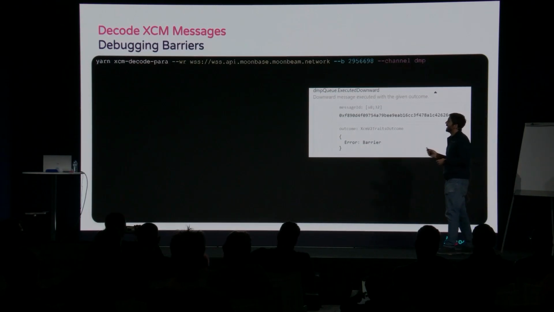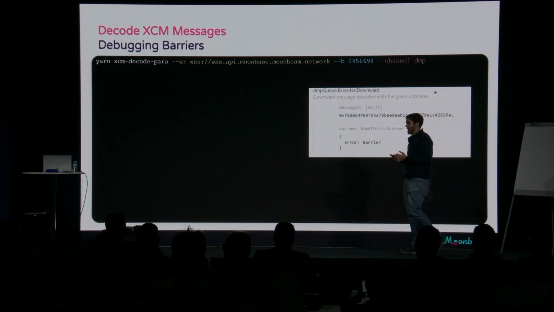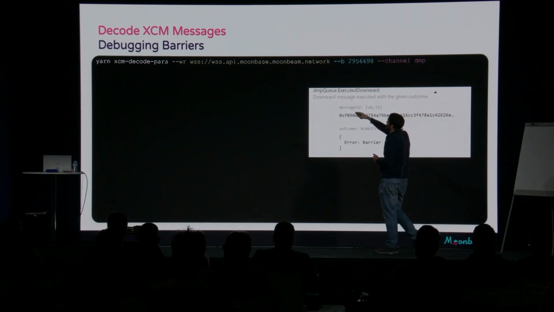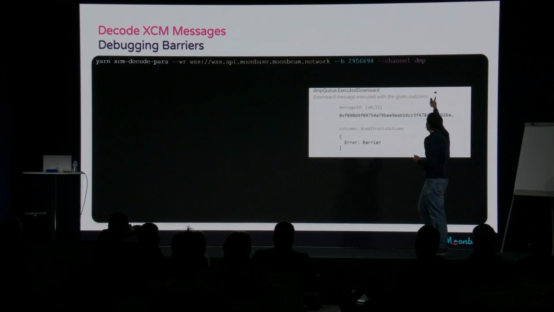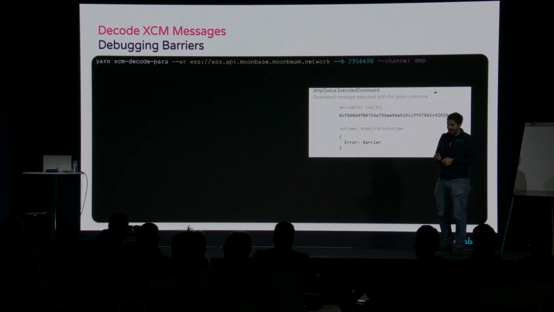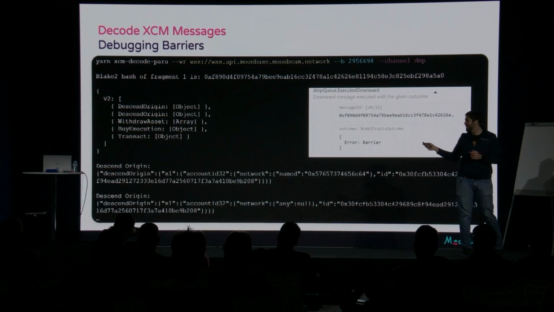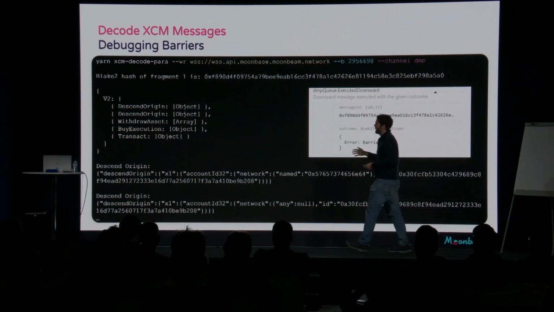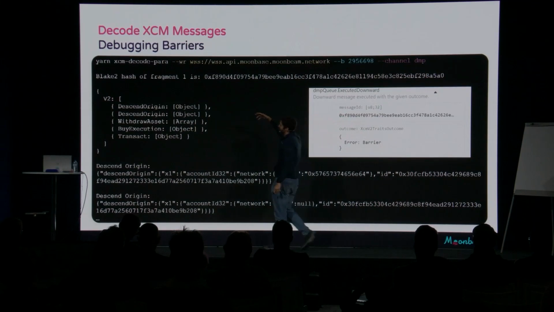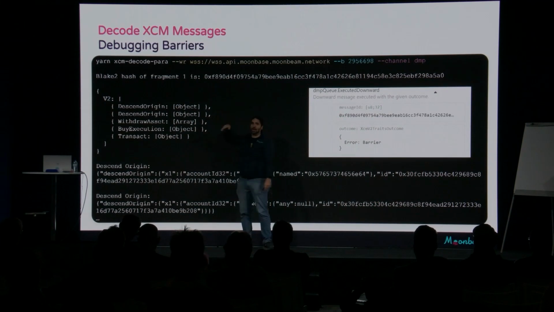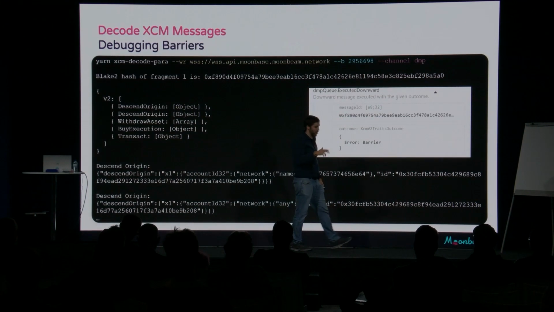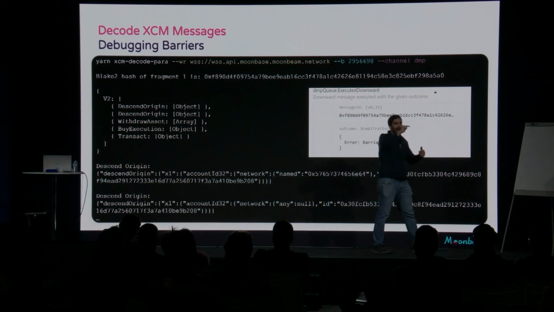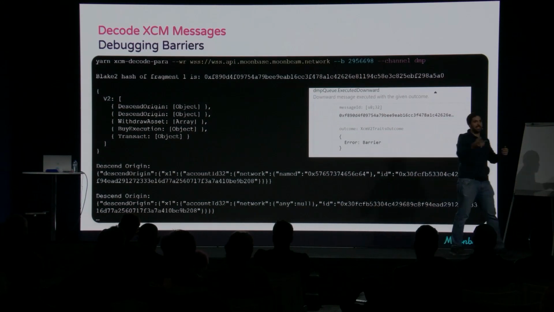And so once again, to understand why this was happening, I ran the script, decode para with the block and the channel DMP and the WebSocket. And the moment that I saw this, it took me like 1 second to understand what I was doing wrong, because as you can see here, we have 2 descend origin instructions, right? And when I was crafting the message on the relay chain, I was doing it manually, adding the instructions 1 by 1 on Polkadot.js apps and so on.